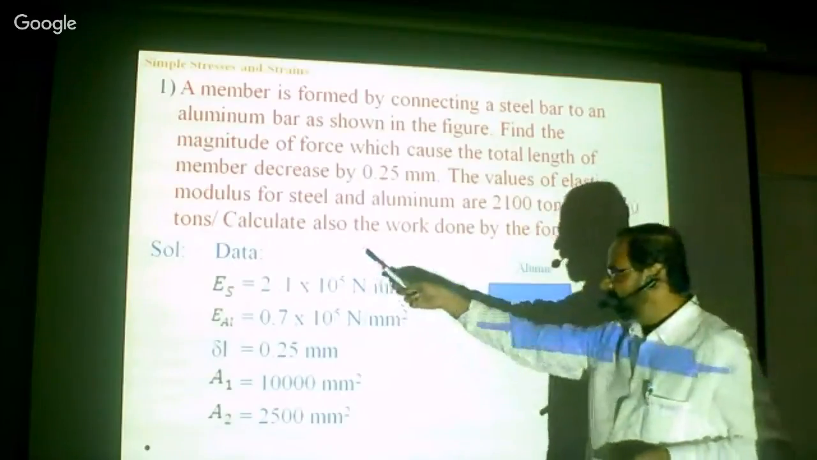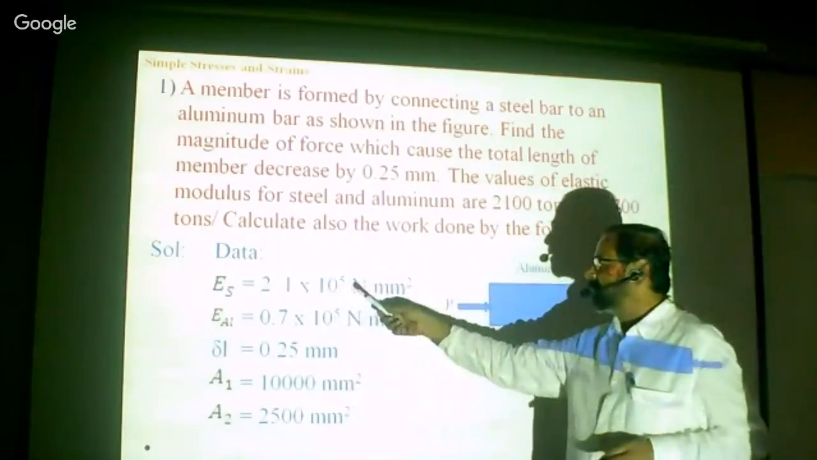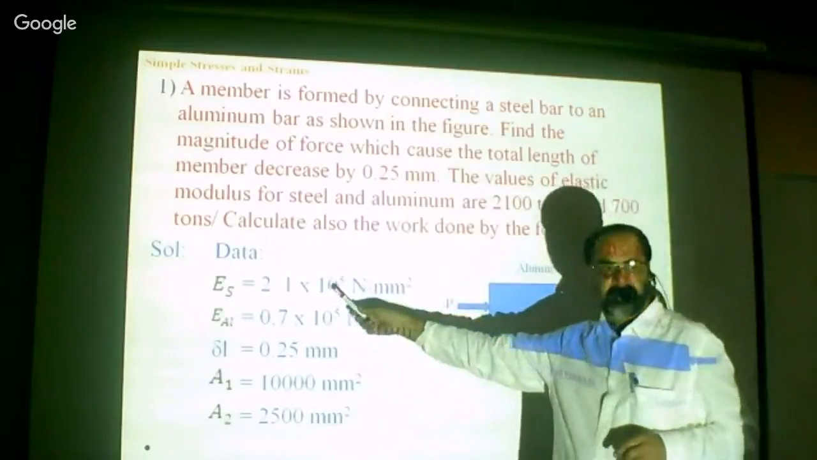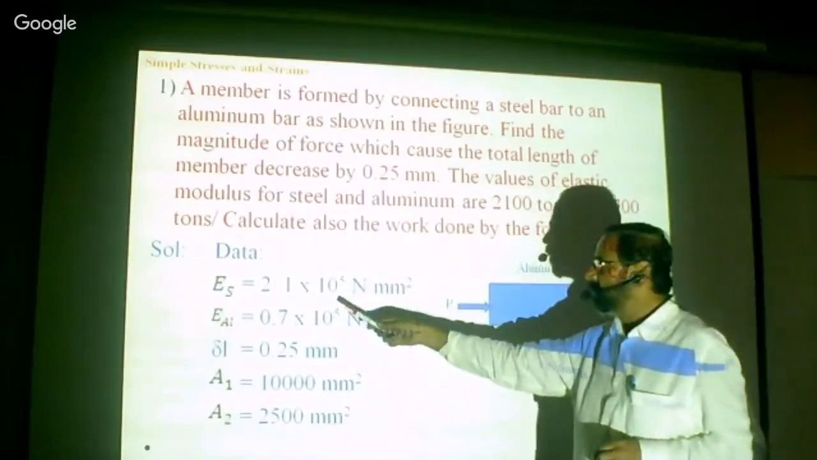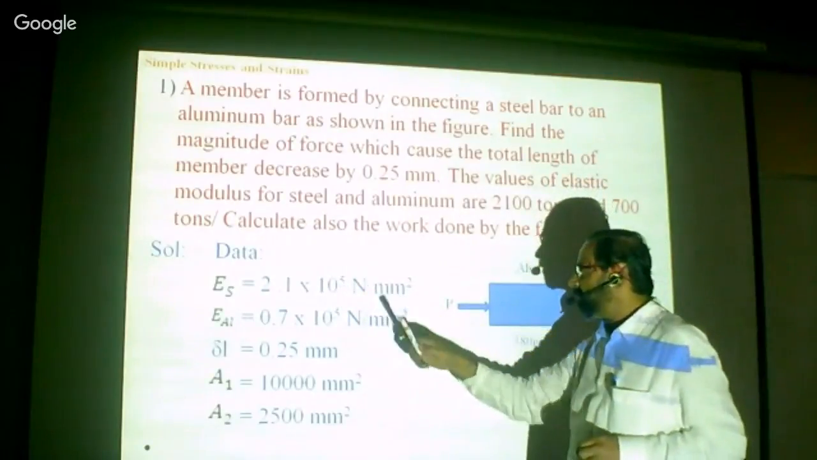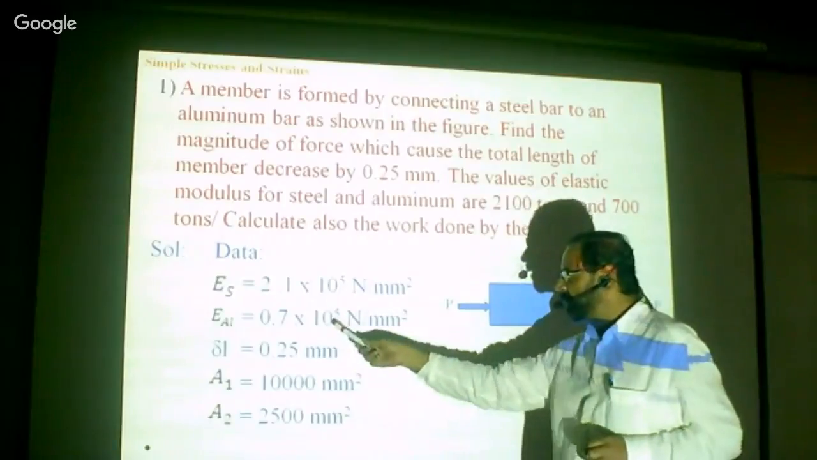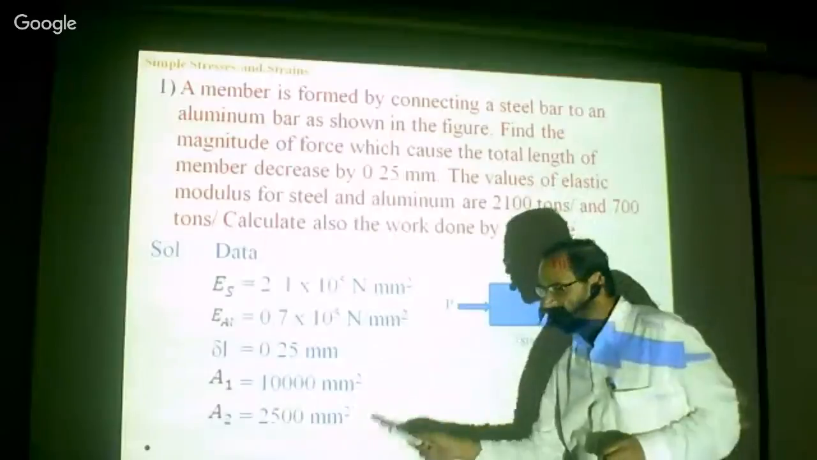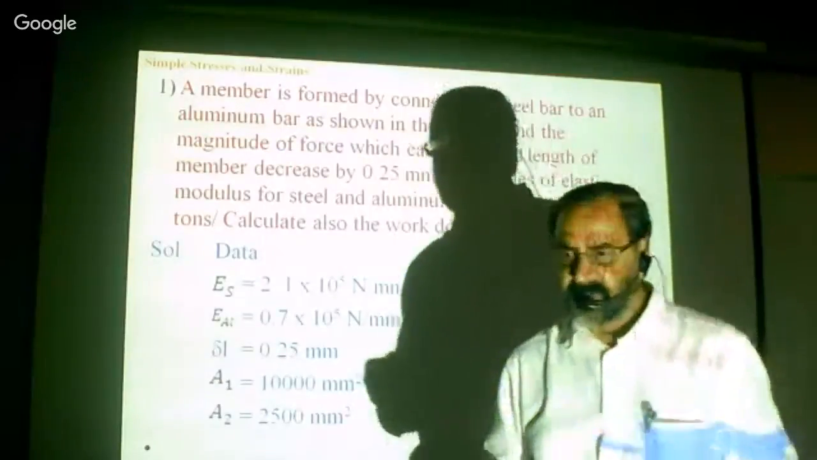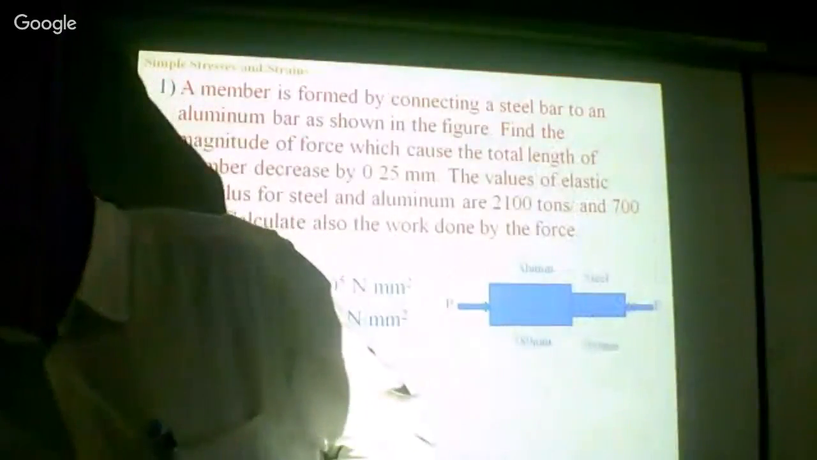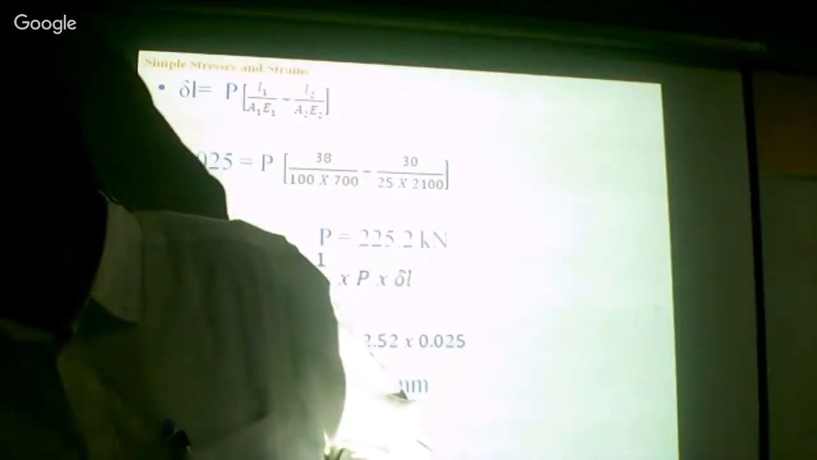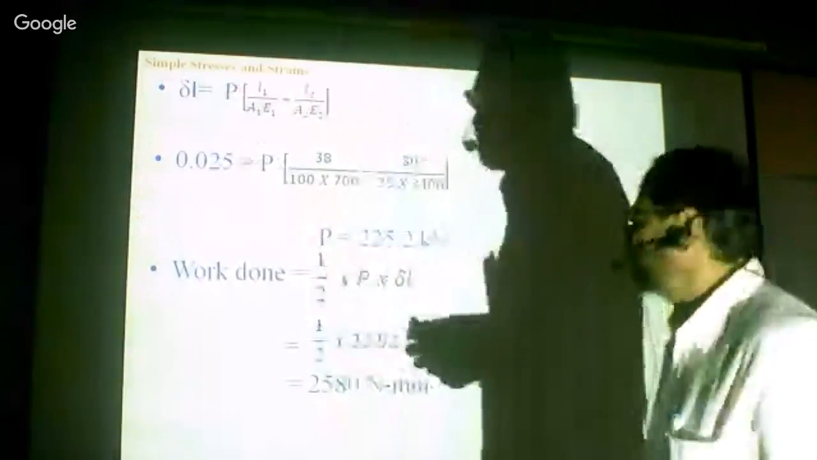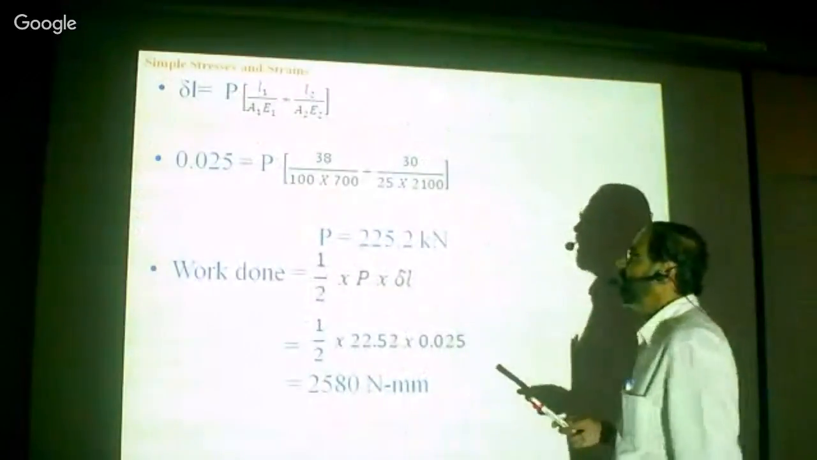You know the given data, that is Young's modulus. After converting, I have written here: for steel 2.1 into 10 to the power of 5 newtons per millimeter square, and for aluminium it is 0.7 into 10 to the power of 5 newtons per millimeter square. These are the given data. So from this data, let us calculate the requirement. Then there are two sections. We have only two sections.